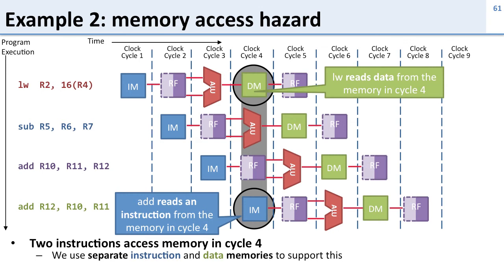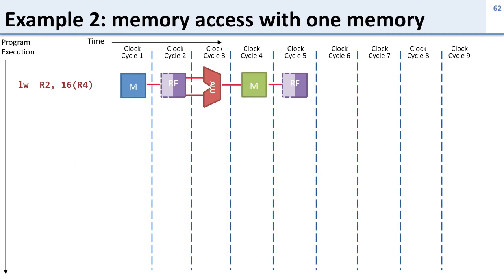This is why we've been using separate instruction and data memories so far. And it's important to note here that we access the instruction memory on every cycle that we start an instruction. So we know we're going to have at least one memory read on every single cycle. So how can we solve this problem if we don't have two memories?